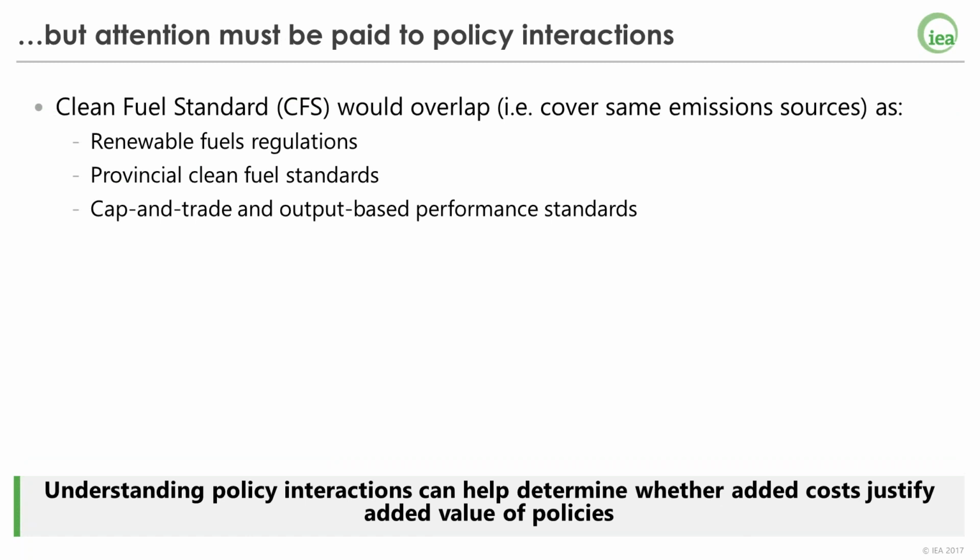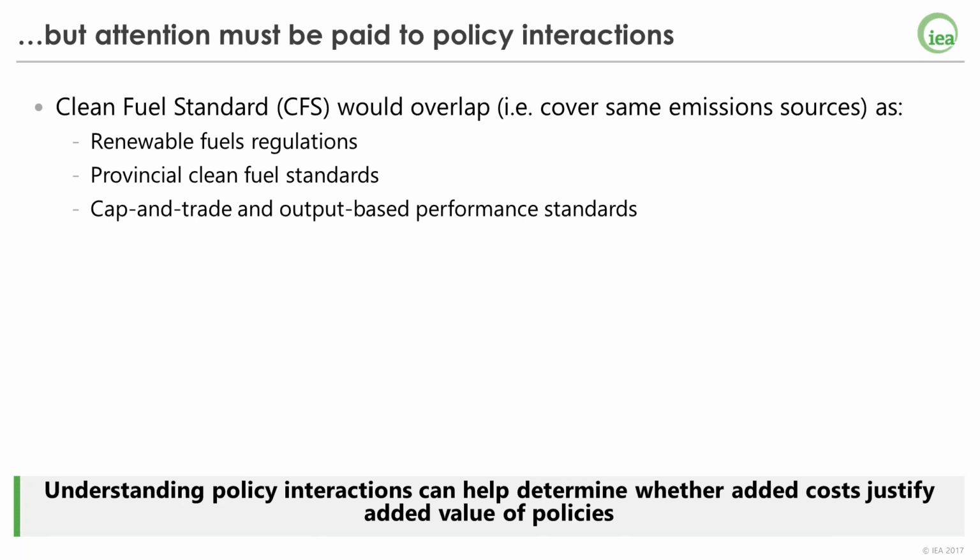That said, attention must be paid to policy interactions, as there's a risk that overlapping policies could undermine one another. So a couple of examples again from the transport sector: the proposed Clean Fuel Standard, which would, as I mentioned, mandate a specific carbon intensity for fuels across the country, across various sectors. It would cover the same emission sources as the existing renewable fuels regulations, which specify a minimum renewable fuel content, specifically biofuels content. Notably, these renewable fuels regulations exist at the federal level and also are implemented by individual provinces. And they could risk increasing the cost of meeting the Clean Fuel Standard.